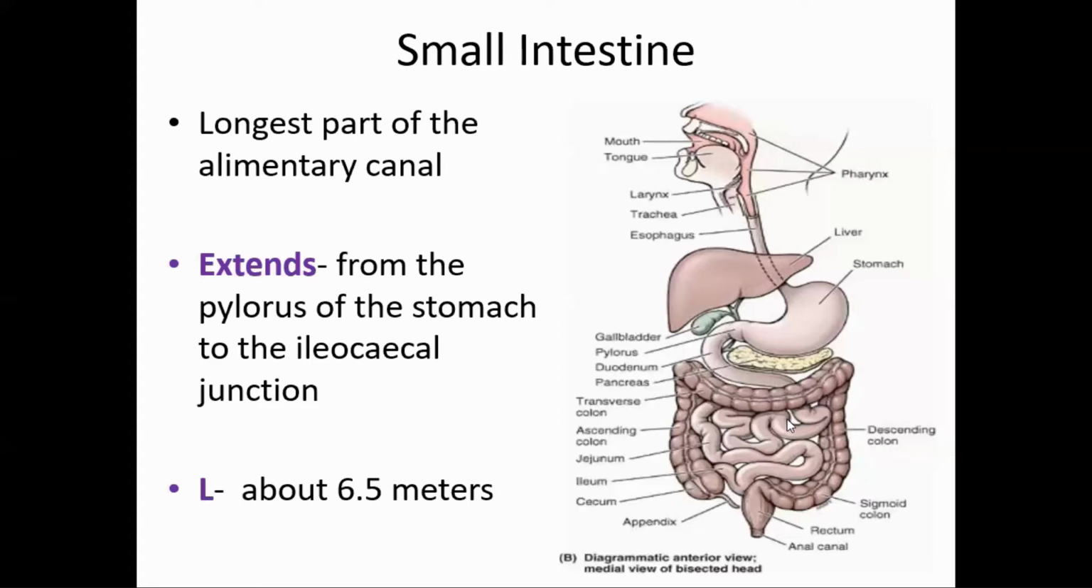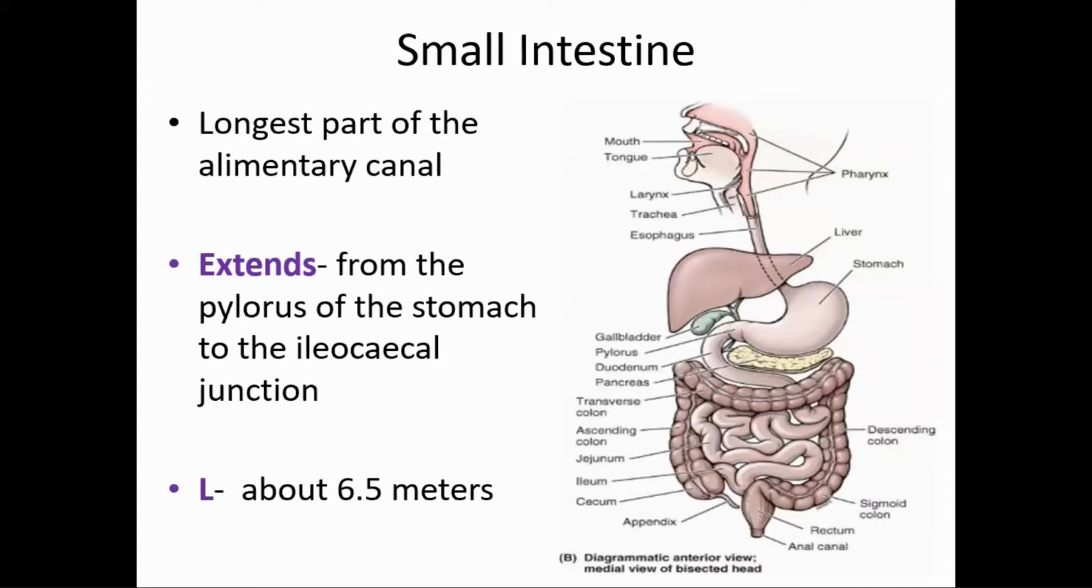Peritoneum of the stomach is the omentum. Peritoneum of the jejunum and the ileum, the small intestine, is the mesentery. The mesentery is a double layer of peritoneal folds which suspends the jejunum and the ileum from the posterior abdominal wall.